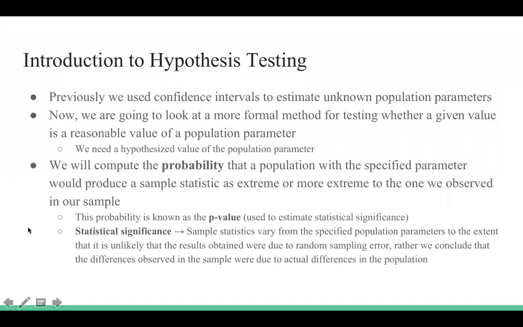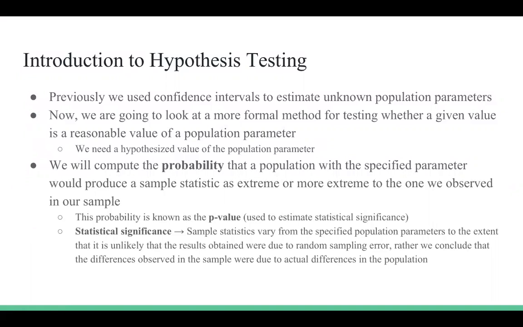Okay, so this is an intro to hypothesis testing. If you remember, we used confidence intervals to estimate the unknown population parameter. We assumed that the population parameter would be in between the two numbers at our final interval. And now we're going to look at a more formal method for testing whether a given value is a reasonable value of a population parameter.